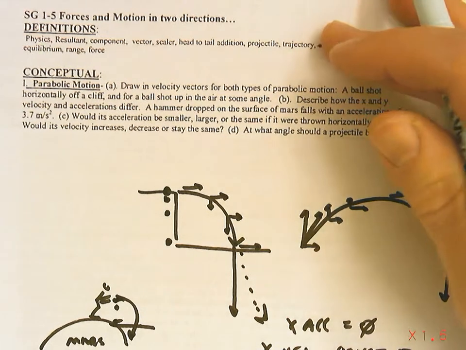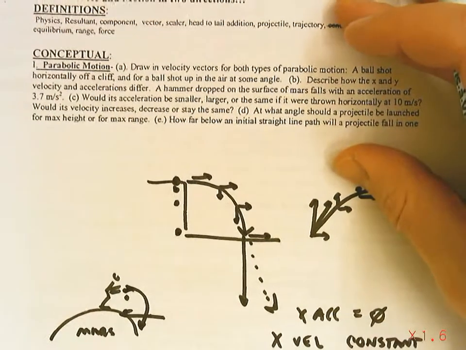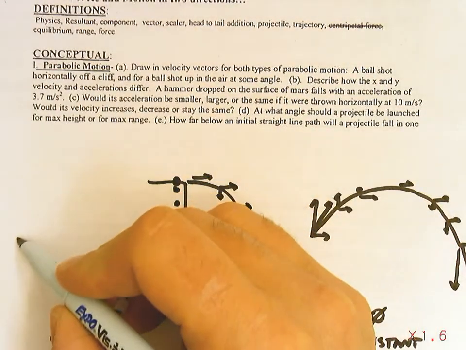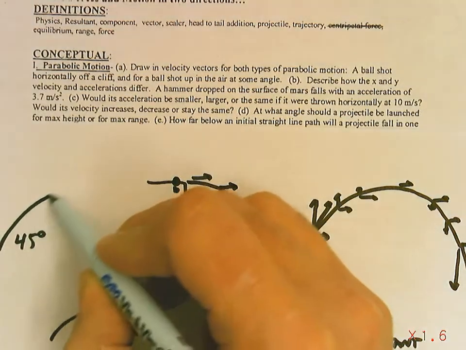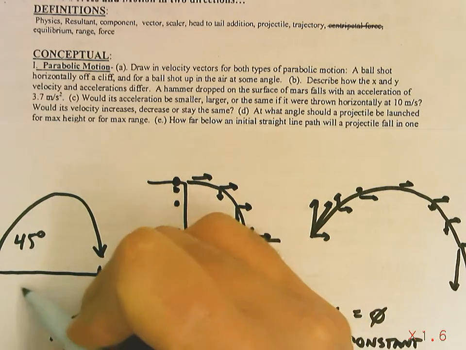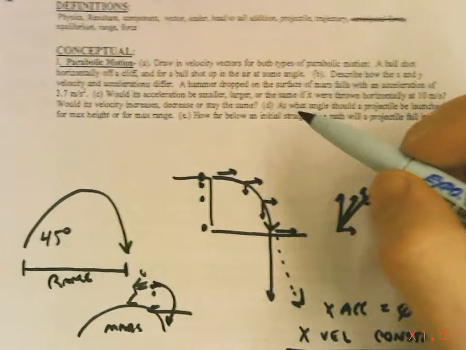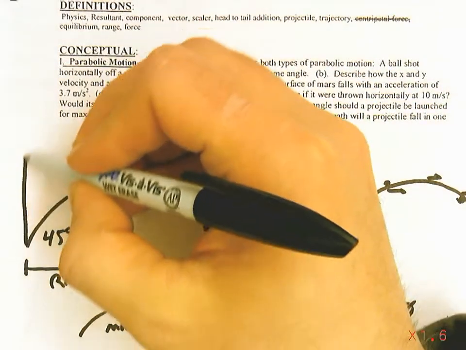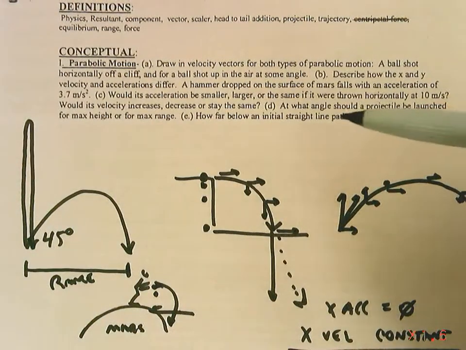What angle should a projectile be launched at in order to get max height and max range? Max range would be 45 degrees. So it's going to do something like that. It's going to get equal x and y components for the greatest range. Max height would be 90, although its range would be 0. If you have all y component, it goes the highest.